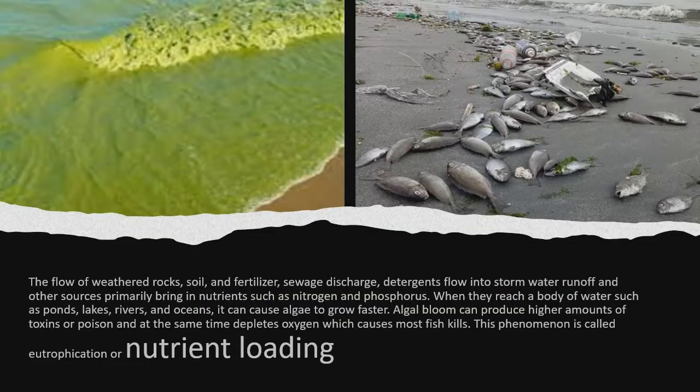The flow of weathered rocks, soil and fertilizer, sewage discharge, and detergents into stormwater runoff, and other sources primarily bring in nutrients such as nitrogen and phosphorus. When they reach a body of water, such as ponds, lakes, rivers, and oceans, it can cause algae to grow faster. Algal bloom can produce higher amounts of toxins or poison and at the same time depletes oxygen, which causes most fish kills. This phenomenon is called eutrophication or nutrient loading.